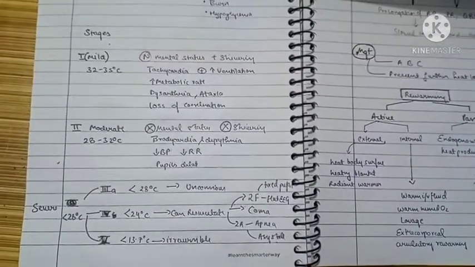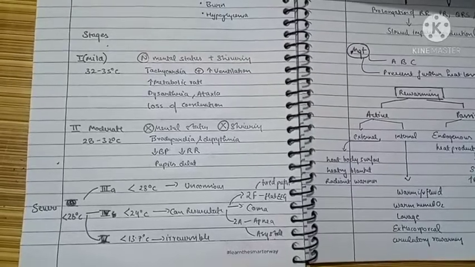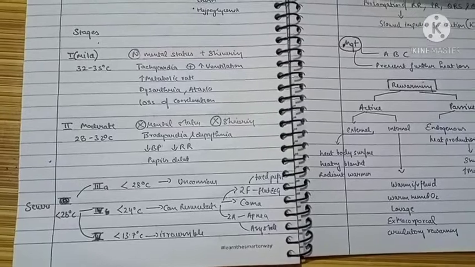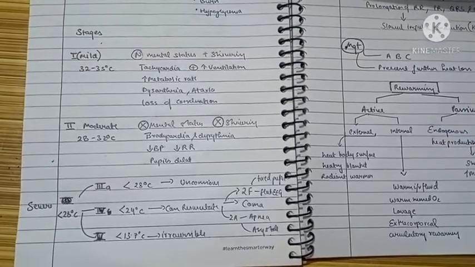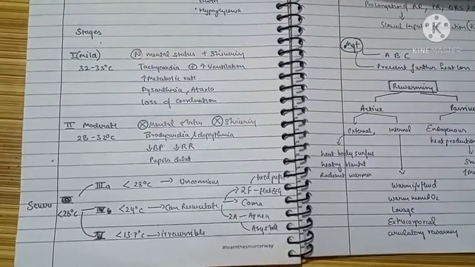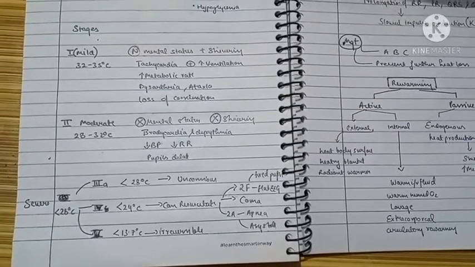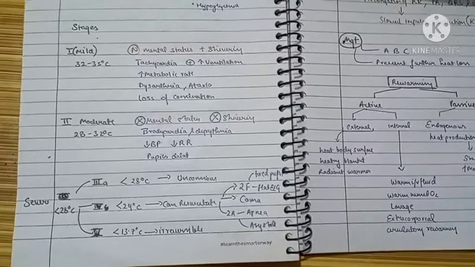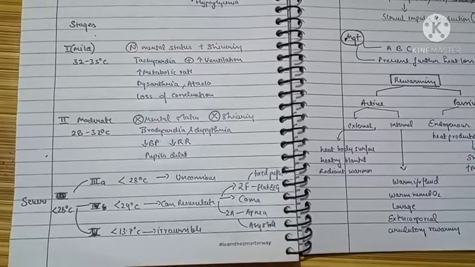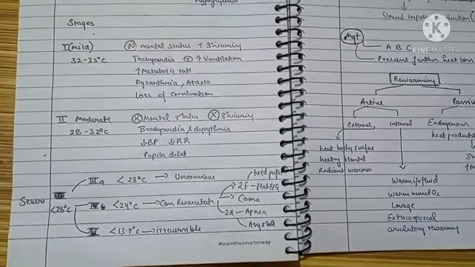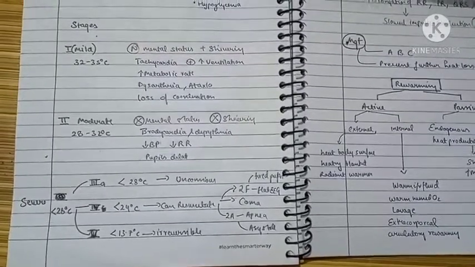Talking about the severe stage, that is further categorized into 3, 4 and 5 based on the temperature grading. Less than 28 degrees Celsius is when the patient goes unconscious. Okay, but still we can resuscitate him. Below 24 degrees Celsius is known as the fourth stage. Here the patient is unconscious as well as in coma, but still the resuscitation is sometimes possible.